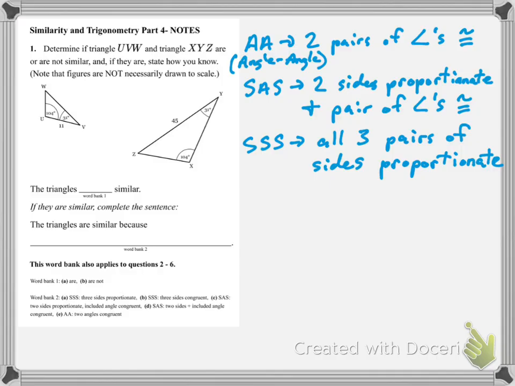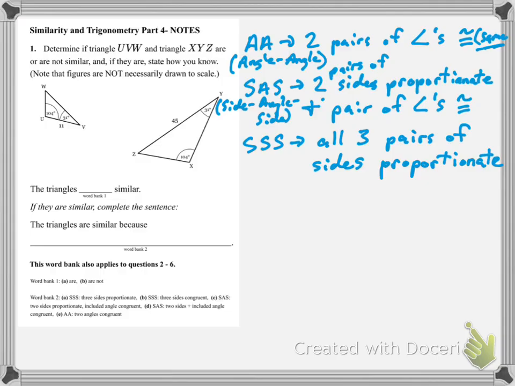Remember, congruent means the same. Now, SAS stands for side, angle, side. What that means is you have pairs of sides proportionate, and a pair of angles congruent. Remember, proportionate means they have the same ratio.